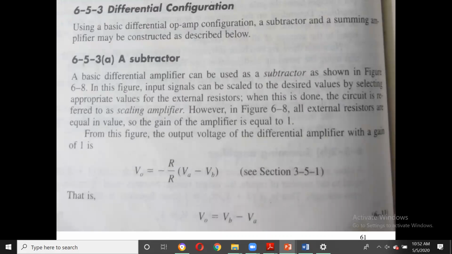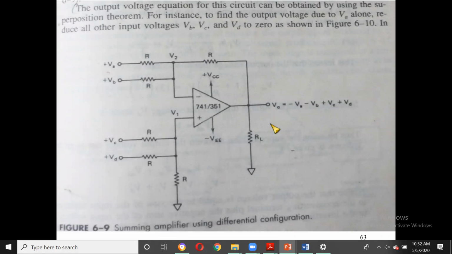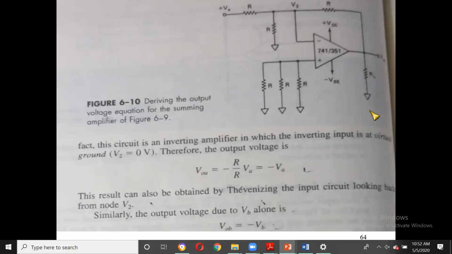which we can still call summing, right? So the subtraction will be straight away, as we have seen, VB minus VA. This just acts like a subtractor between VB minus VA, and summing will be the combination which will give us minus VA minus VB plus VC plus VD. Some positive, some negative. Okay.